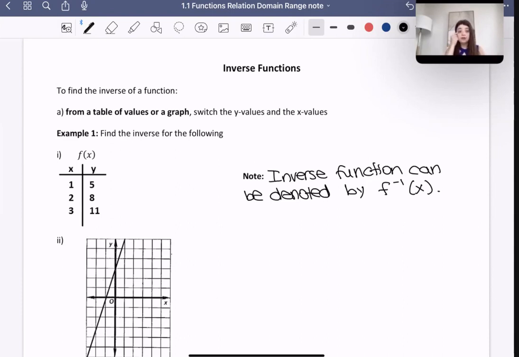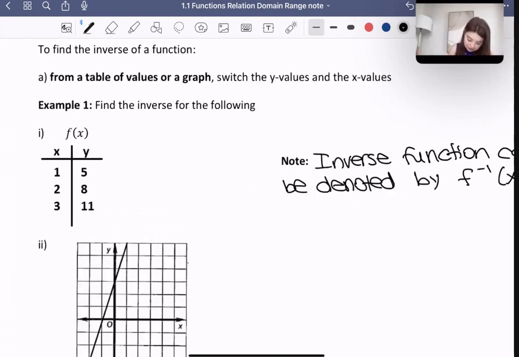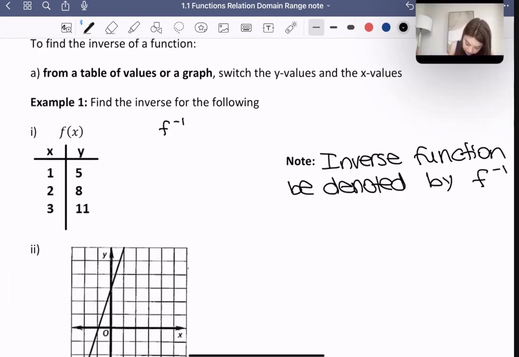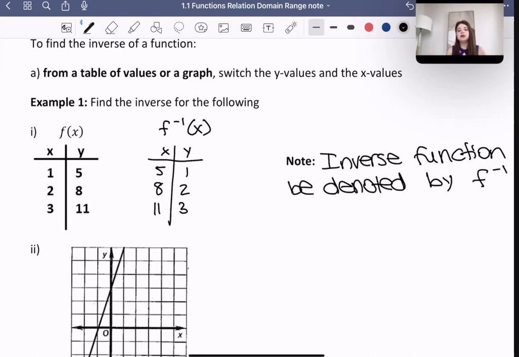So what is the inverse? Basically, the inverse is when all the x values are the y values and the y values are the x values. So when it comes to a table of values, all we have to do is switch the x values with the y values. So for example, if this is f of x in our first example, then our inverse function, the inverse of f of x denoted this way, would be, instead of 1, 5, it would be 5, 1. Instead of 2, 8, it's 8, 2. And instead of 3, 11, it's 11, 3. So all I did is I swapped the x values and the y values because that's what an inverse function is. It's where we swap our x's and our y's.